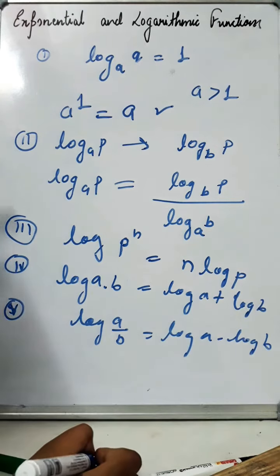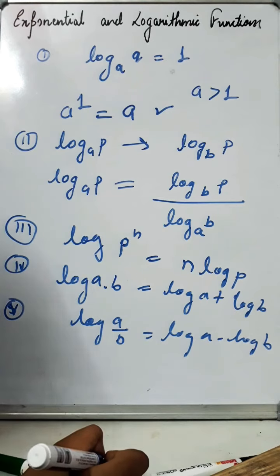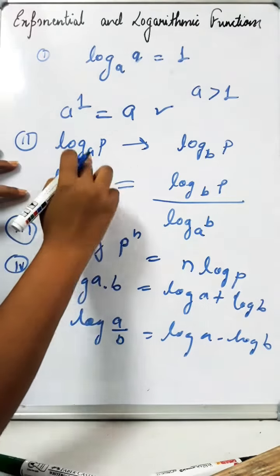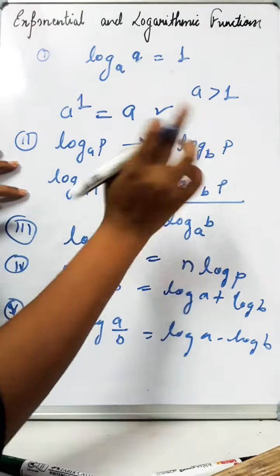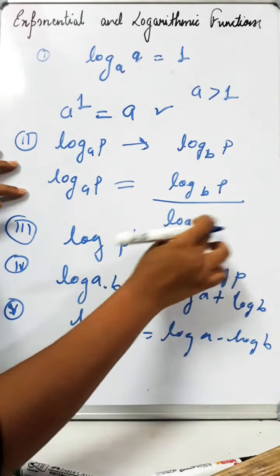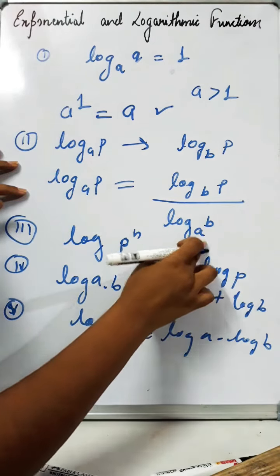So these three properties, I think you are familiar with. I think you are familiar with this also. Just see how you have to change the base. If you have to change the base of log, just do log p to the base b divided by log a to the base b.